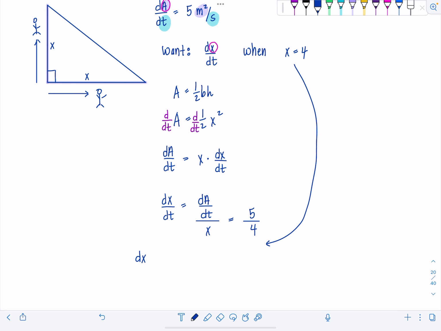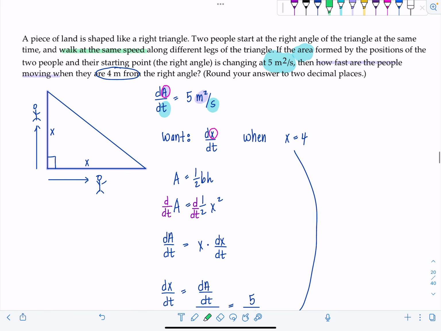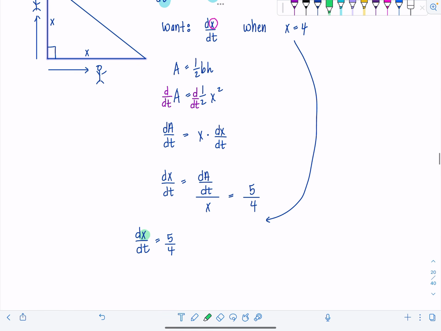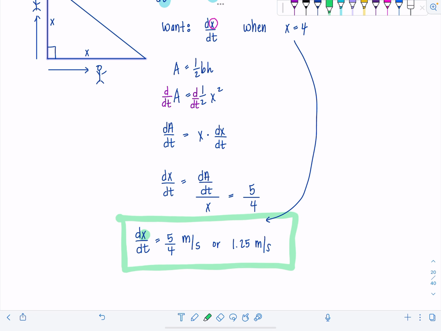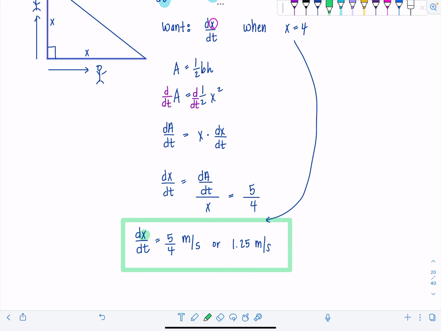So let's summarize. dx/dt is 5 over 4. What would the units be? Well, x is being measured in meters, and t is measured in seconds. So this is meters per second, or they wanted decimals, so I'm going to give them what they want. Yes. Okay. There we go. See, not so bad. Not bad at all, actually.